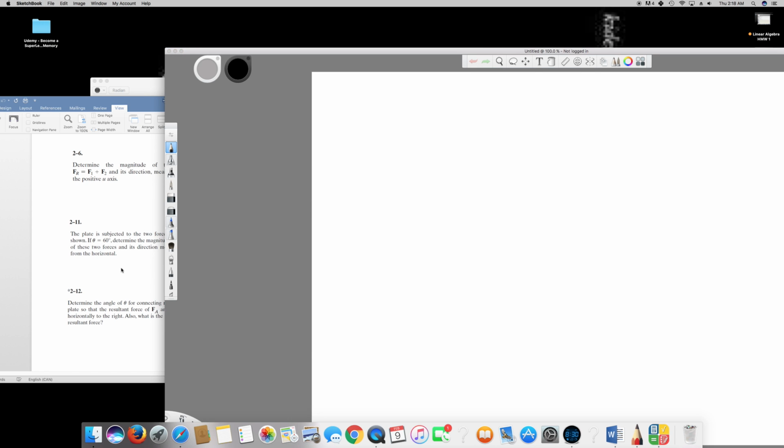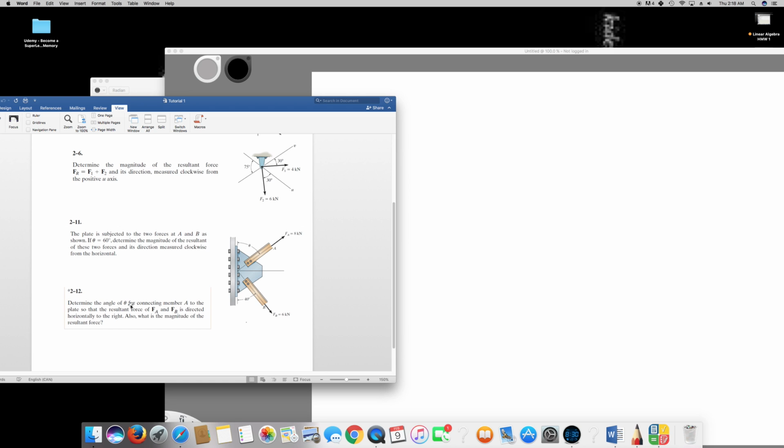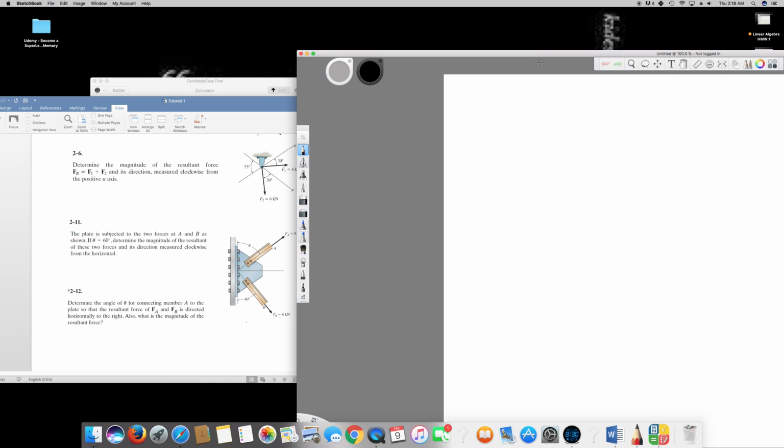So the next question is asking, determine the angle theta for connecting member A to the plate so that the resultant force of FA and FB is directed horizontally to the right. Also, what is the magnitude of the resultant force? In this case, they are giving the same diagram, but this time theta is not given, so we have to find theta. Therefore, let's see what we can do.